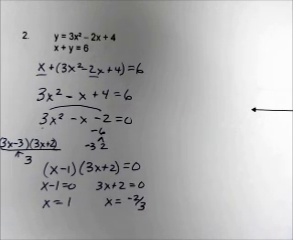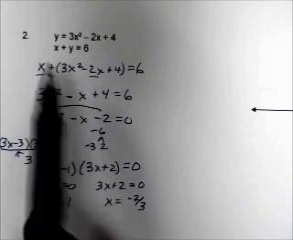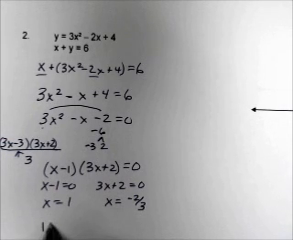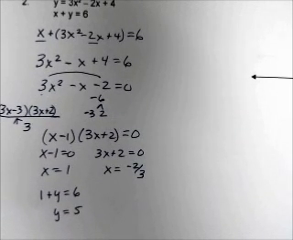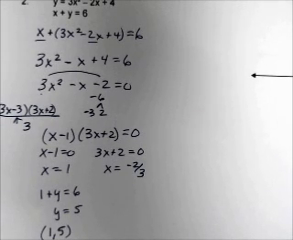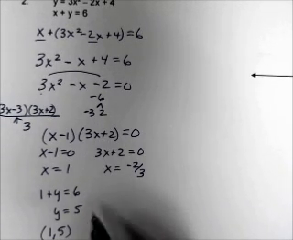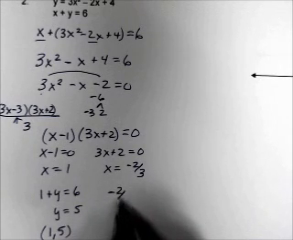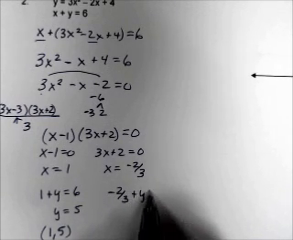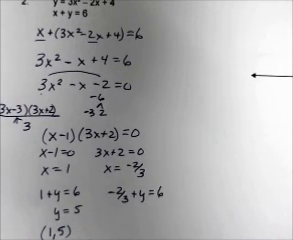Now for each x value, we have to find the corresponding y. Again, I'll go back up to the linear equation. So 1 plus y equals 6. Subtract 1, y equals 5. So 1 comma 5 is one solution. And negative 2/3 plus y equals 6.